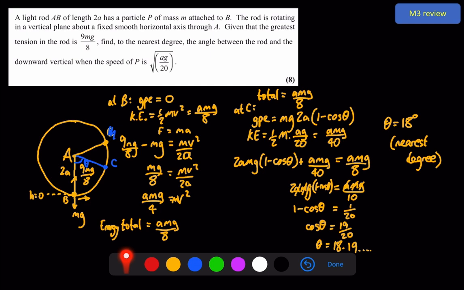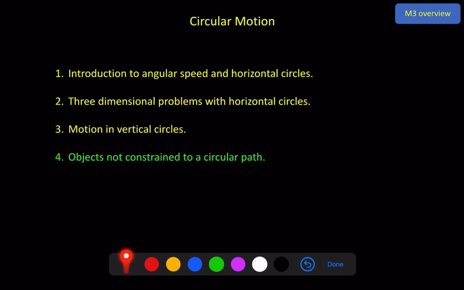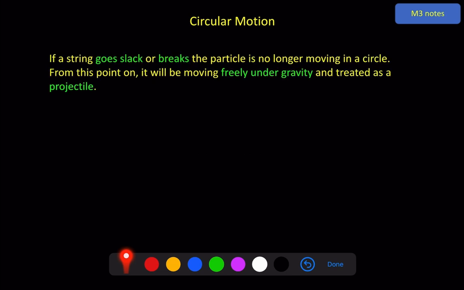In this section of the chapter we're doing almost the same thing, we're doing all of that, and then we're going to combine it with stuff we've looked at before, because we're going to look at objects that are not constrained to a circular path, which means that they will start on a circular path doing all that stuff we've just done in the starter, and then something will happen and then they will not be on the circular path anymore. Generally, what that means is they will then be moving freely under gravity.